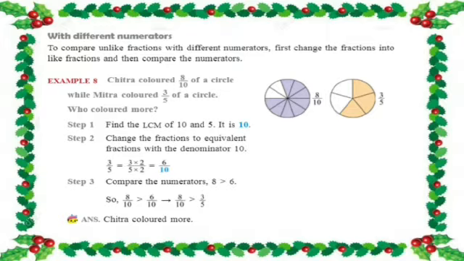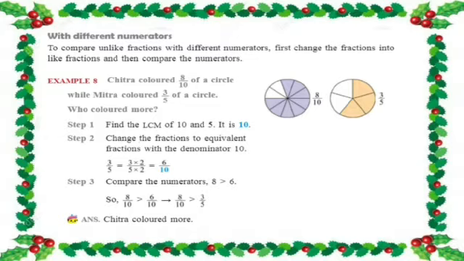Now what I will do is change the fraction 3 by 5 to its equivalent fraction with the denominator 10. So what multiplied by 5 will give you 10 as the denominator? 2. So 5 into 2 is equal to 10. So 3 into 2 is equal to 6. So 6 by 10. And already you have 10 as the denominator in the other fraction, 8 by 10. So you leave it as it is. Now you will compare 8 by 10 and 6 by 10. Which is greater? 8 by 10 is greater than 6 by 10.